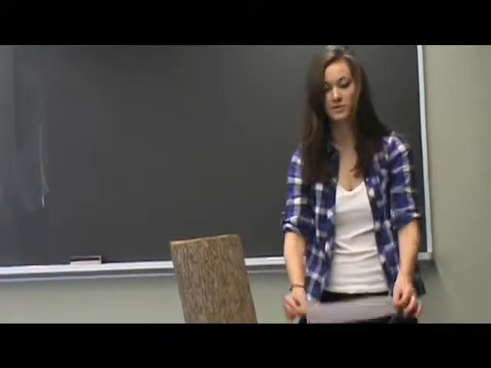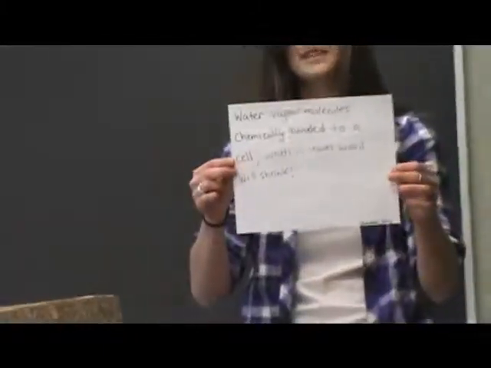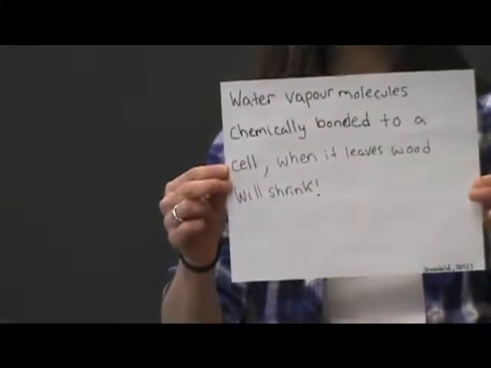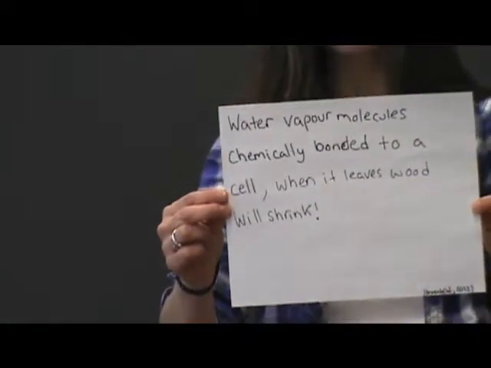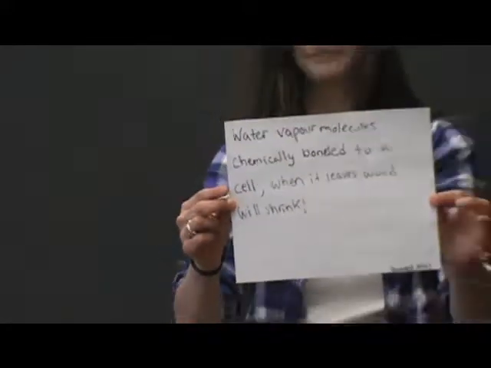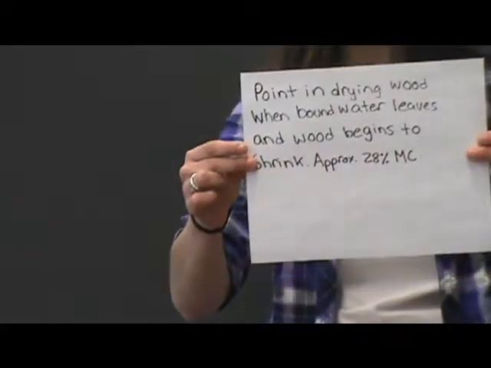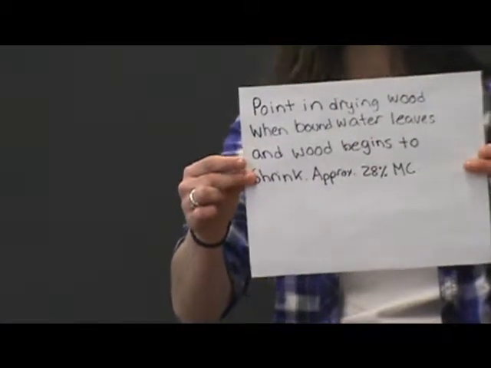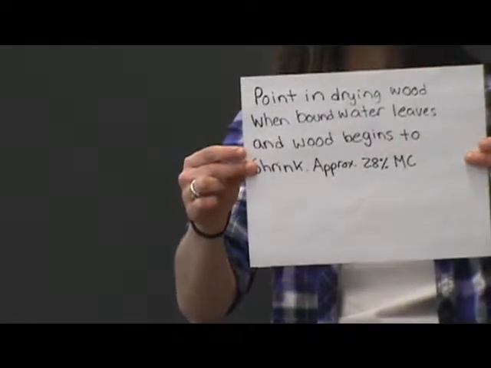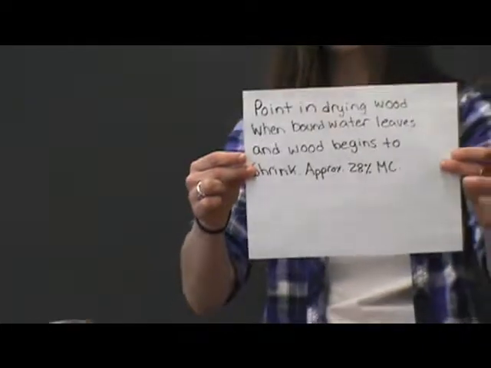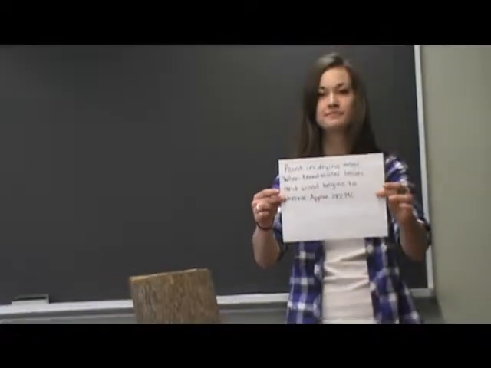Okay, the second term will be bound water. And this is water vapor molecules that are chemically bonded to a cell. When it leaves wood, it will shrink. The third term that's important to know is fiber saturation point. So this is the point in drying wood when bound water leaves and wood begins to shrink. This is approximately 28% moisture content.